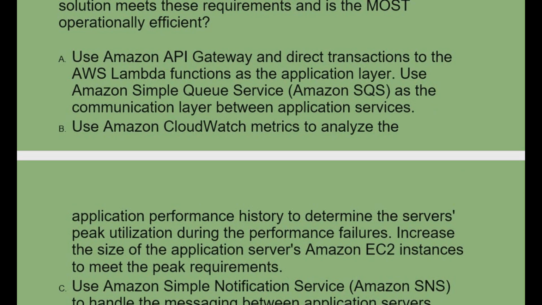Option A. Use Amazon API Gateway and direct transactions to the AWS Lambda functions as the application layer. Use Amazon Simple Queue Service, Amazon SQS, as the communication layer between application services. Option B. Use Amazon CloudWatch metrics to analyze the application performance history to determine the server's peak utilization during the performance failures. Increase the size of the application server's Amazon EC2 instances to meet the peak requirements.